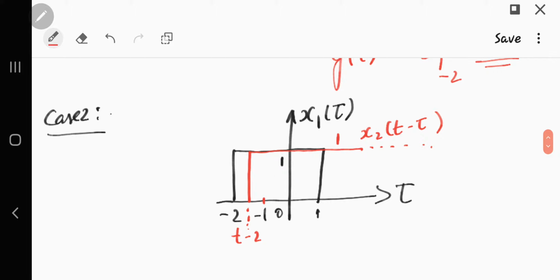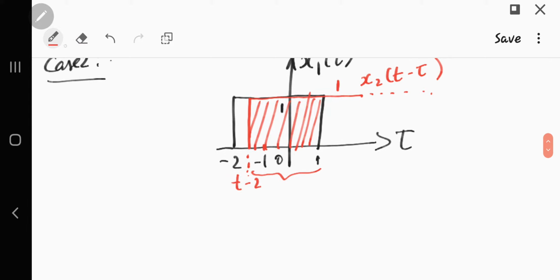Now if you observe, this part is the overlapping region, that is from t minus 2 to 1. So this is the new overlapping region we got. Now how do you define this case? For t minus 2 less than -1 but greater than -2. If you simplify this, -1 and +2 will become +1. So you can take it like this.